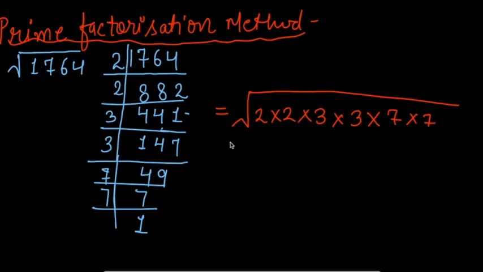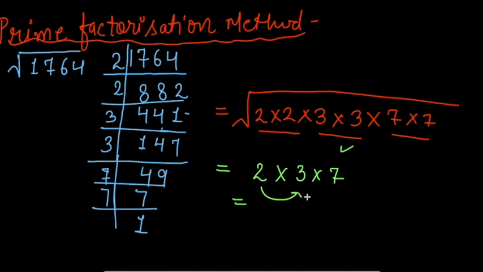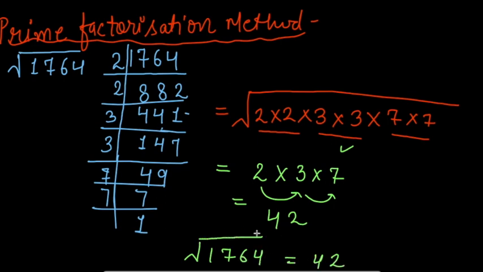Now we make groups. There is a group of 2, then a group of 3, and a group of 7. Taking one digit out from each group, 2 into 2, 2 is out. Then from this group 3, and from the next group it is 7. 3 2s are 6 and 6 7s are 42. So I can say the square root of 1674 is equal to 42. So this was square root using the prime factorization method.